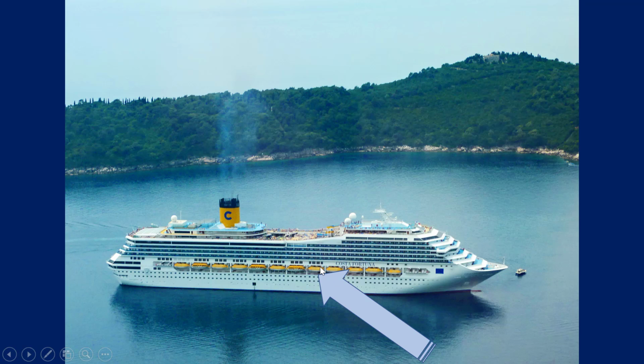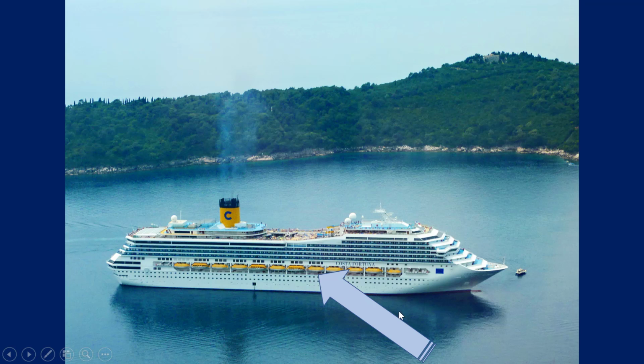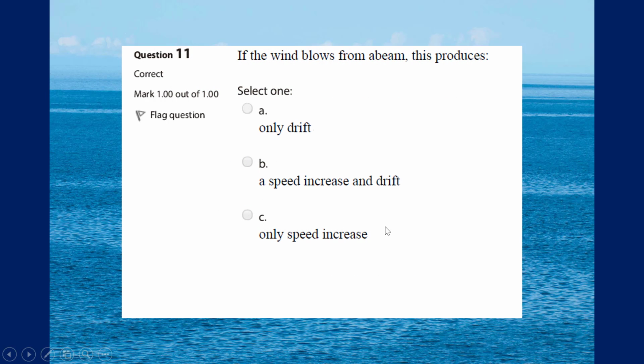So the correct answer for this question will be speed decrease and drift. If the wind is blowing to the starboard bow, you won't encounter any speed increase. The speed will decrease, and it will definitely drift. So our correct answer is speed decrease and drift. Let's try another one again.